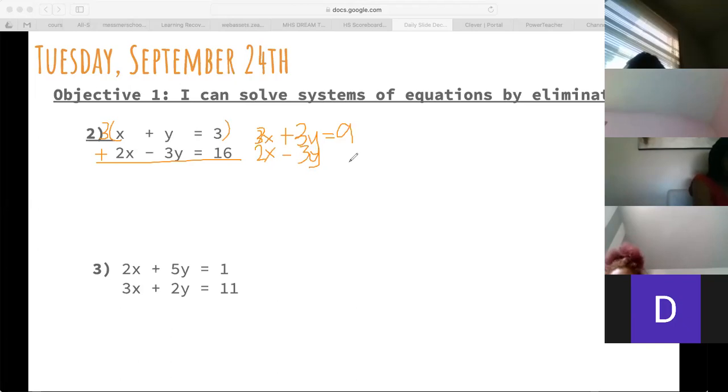So now we can do our big plus sign. These are going to cancel. Okay, Chloe, thank you. Now 3x plus 2x is going to give me a 5x, and then 9 plus 16 is going to give me 25. So then x will be 5.